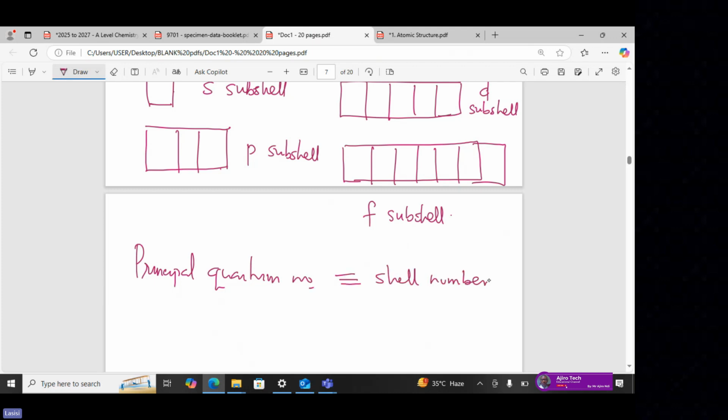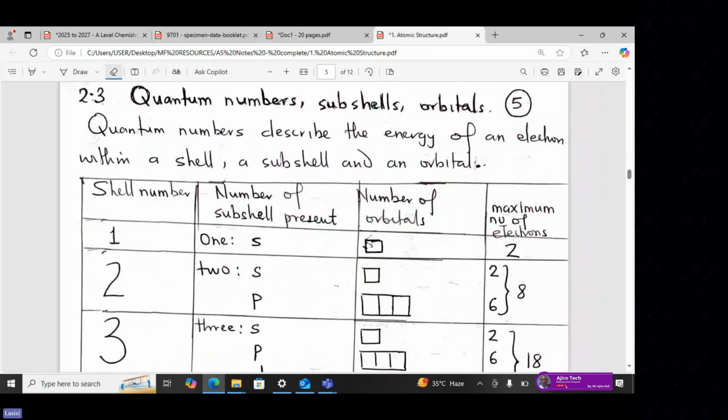Bear that in mind. There are 4 types of quantum number. This is the only one your syllabus needs. Principal quantum number means what? Shell number. Is that okay? Let's go. Shell number 1. How many subshells does it have? 1. Look at the table.